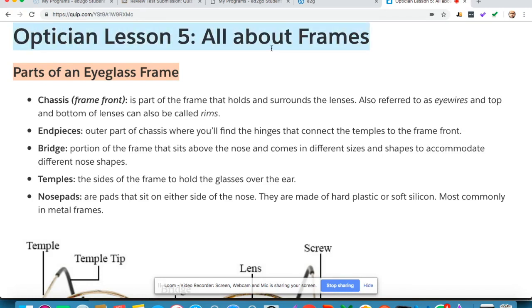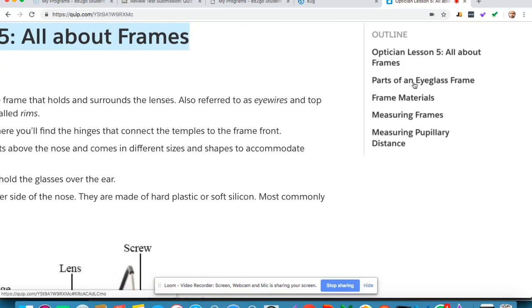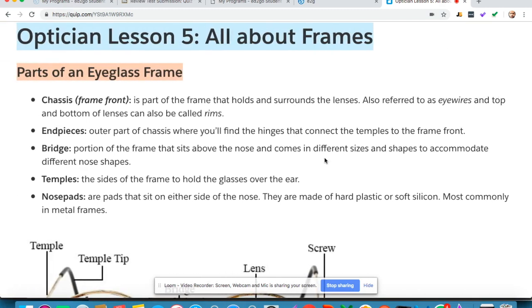In this lesson, we're going to be talking about frames and how important they are for vision. We're going to go over parts of an eyeglass frame, frame materials, measuring frames, and measuring the all-important pupillary distance. So with that said, let's first talk about the anatomy of an eyeglass frame.